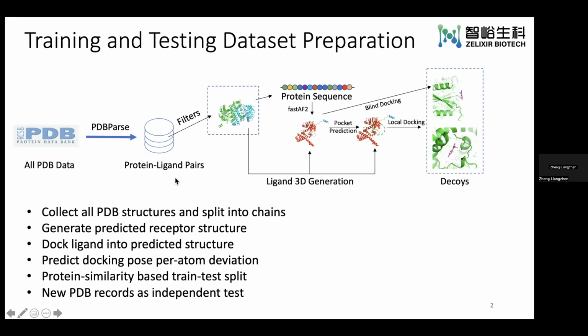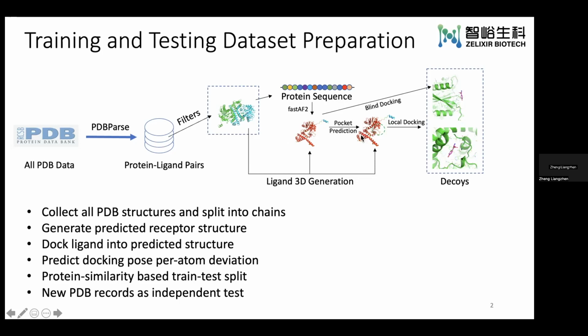For those pairs, we convert the protein structure into protein sequences. For those sequences, we use our fast AF2 version to build the protein structures. Starting from the AF2 predicted structure, we redock the ligand into the binding pocket. And obviously, before docking, we need to define the binding pocket.